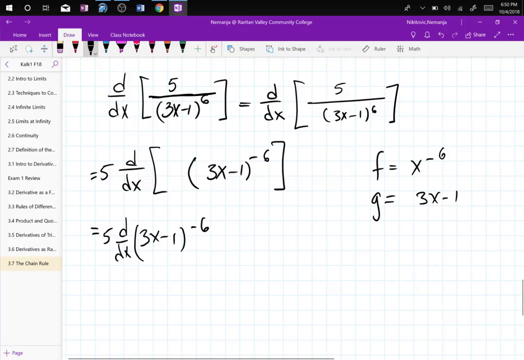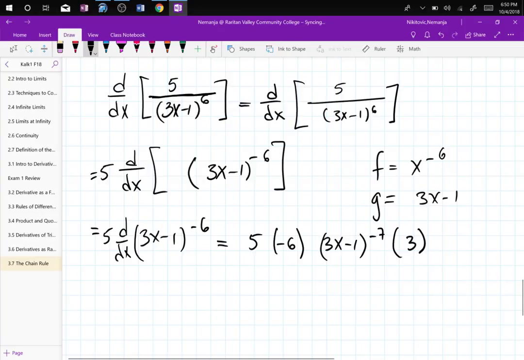So what is this? Oh, I forgot the 5. So copy the 5. We have a negative 6. Guys, this is just simple, right? Drop down the power and then minus 7. So we have 3x minus 1 to the negative 7, and then times the derivative of the inside, which is 3.